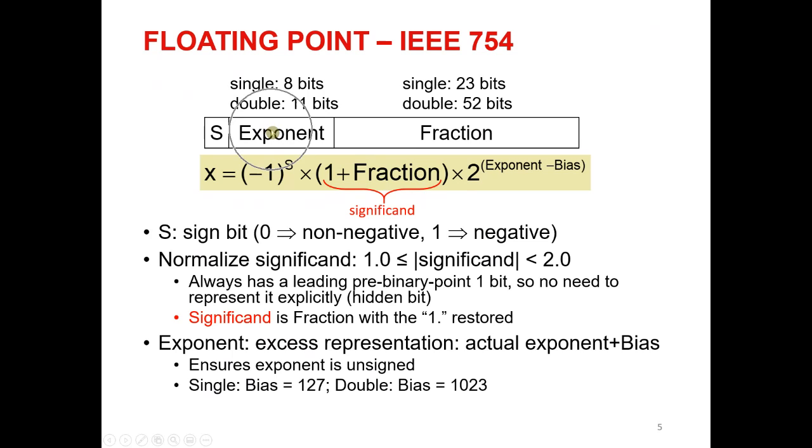For the exponent, we actually are not putting the real exponent here. We have what we call a biased exponent. This is to ensure that the exponent is unsigned. In the case of single precision, the bias is 127. In the case of double precision, the bias is 1023. And for getting this representation, we just add this bias to the actual exponent.